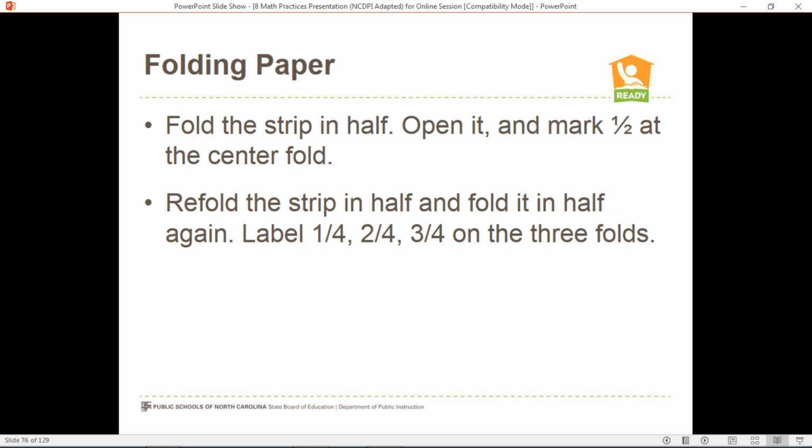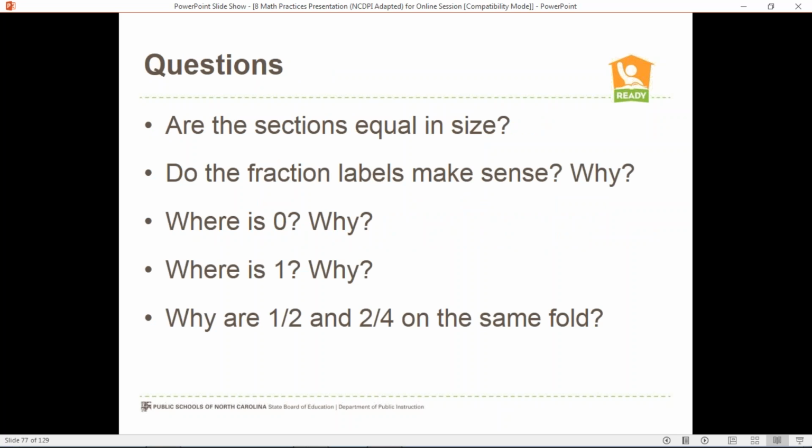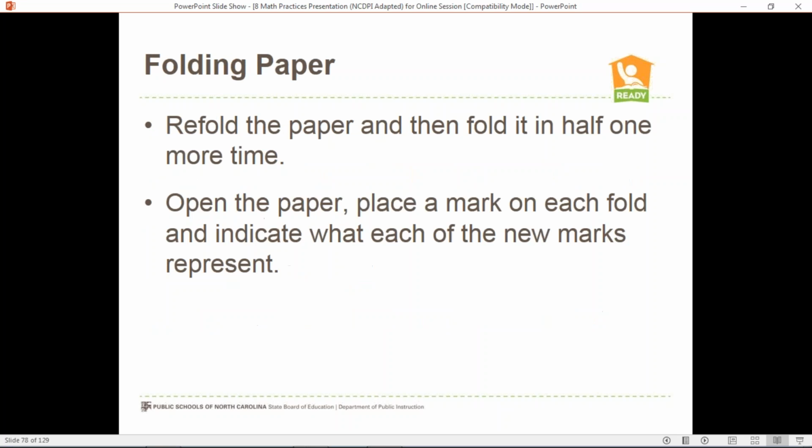And let's talk about what that looks like in this blown up version on your piece of paper, so that we're starting to construct these ideas about a ruler. Are all the sections equal? Do the labels make sense? Where would 0 be, and why would it be where it is? Obviously the 0 is going to be on the edge, right? But on every ruler, that's not necessarily where the 0 is. And then where is a whole? If I folded this piece of paper, the length of that paper might be considered a whole, but kids might not see that right off the bat. And why do we see, once we folded it twice, that half and 2/4 are in the same place?